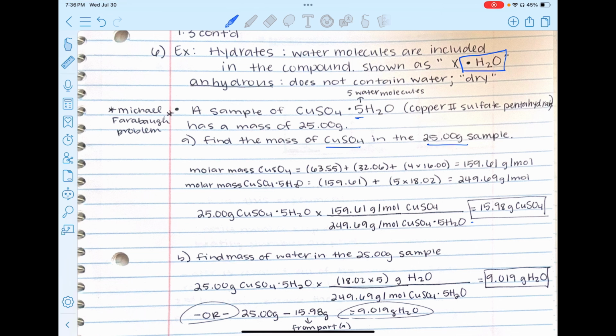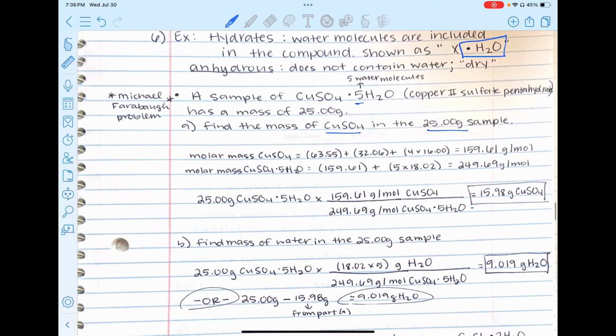So again, these aren't tough. Don't let this intimidate you in the beginning. So the first thing we need to do is find the molar mass of copper sulfate because that's what we're looking for. So copper has a mass of 63.55 from the periodic table. We're going to add that to the sulfur and the 4 oxygens, so 4 times 16, and we're going to get a total of 159.61 grams per mole for our copper sulfate.